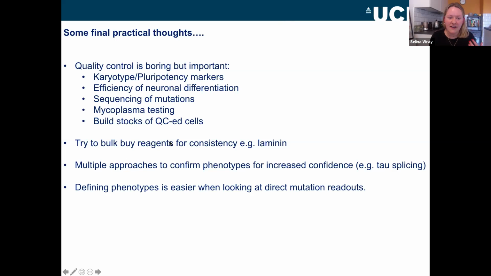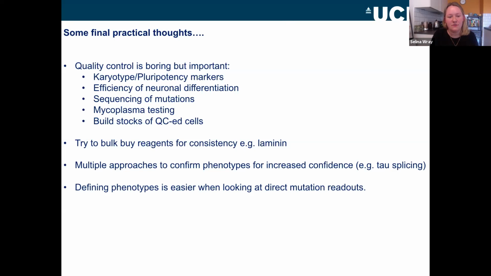Some other general tips, especially at the minute, I would try to bulk buy reagents. We're having some ongoing supply issues that we think are post-pandemic related, where we've suddenly not been able to get the reagents that we need. But I think this is good practice in any case, to have big batches, so you're always working within the same batch number of a particular reagent where possible.